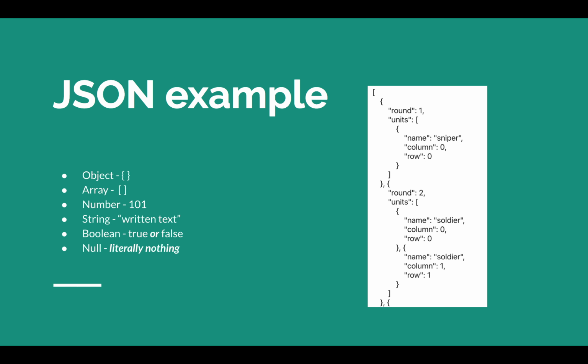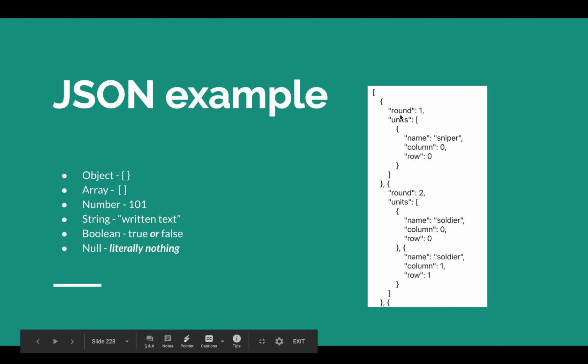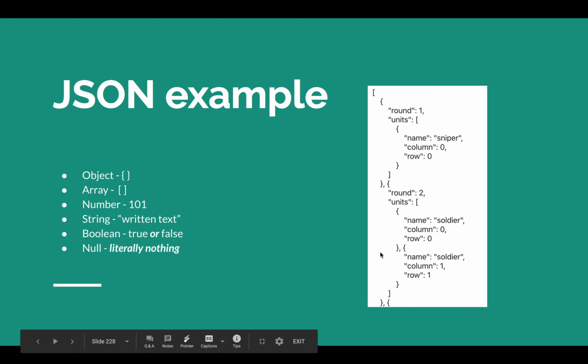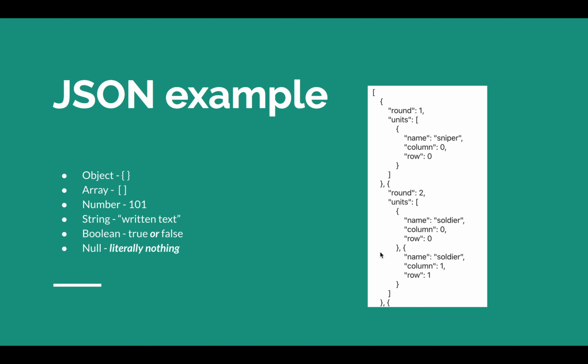Let's break down what we're seeing. We can see that this entire block is an array, which means that it is a series of boxes. This is the first box. This is the second box, and it keeps on going down to the end. Inside of each of the boxes, inside of each of the elements, is an object. That object contains two fields, round and units. Round is a number, units is an array.